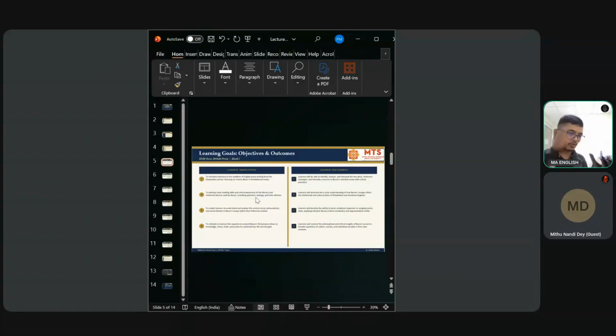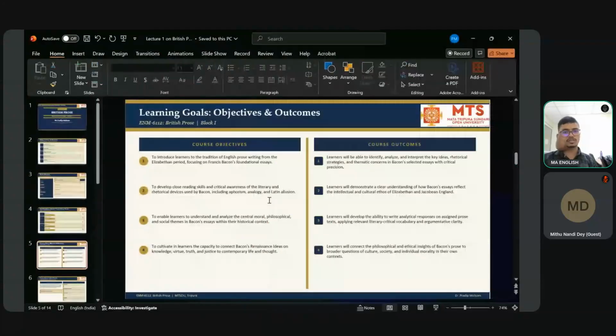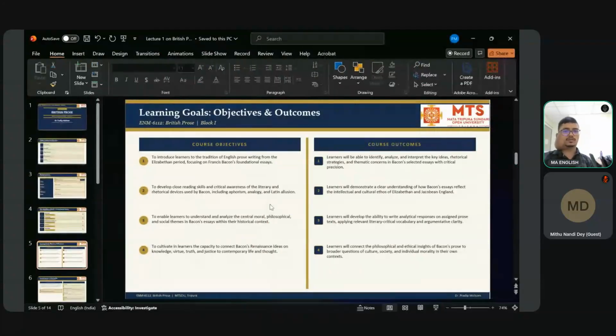Now these are the learning goals and outcomes. Do I have to read all of it line by line, or can you see it for yourself also? If I read line by line, it will take time, right? So these are the four objectives, and on the right side, these are the possible course outcomes after having read the topics of this block. So it's 4 objectives and 4 outcomes. Now, let us move on to the next slide.